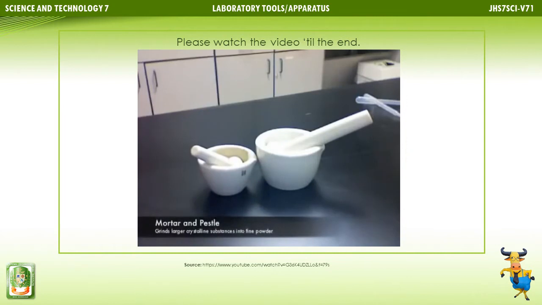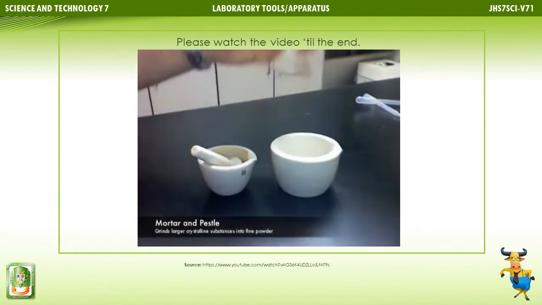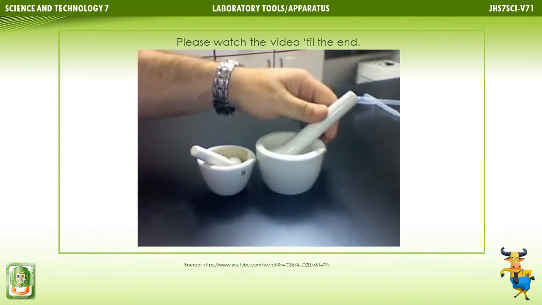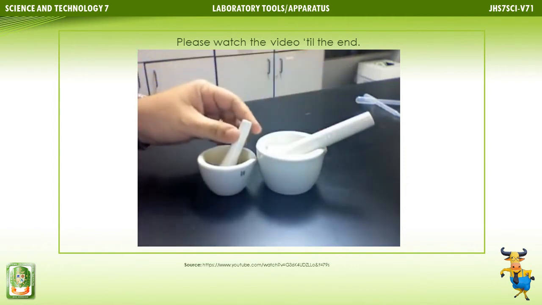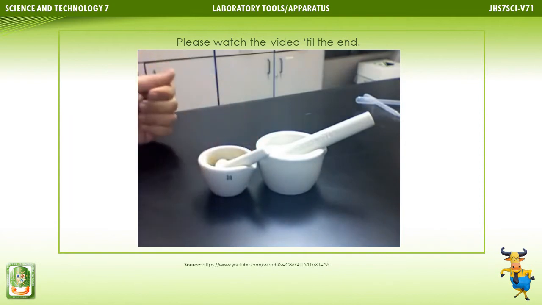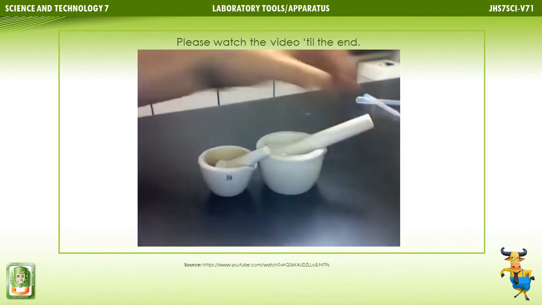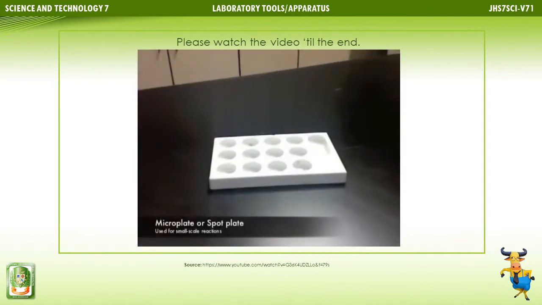These things are used to crush up large crystals into smaller powder form. They're called mortar and pestle. Here's the mortar, here's the pestle. I've got two different sizes to show you. These you would usually see being used in a drugstore that mixes its own medications and pharmaceuticals. A mortar and pestle.